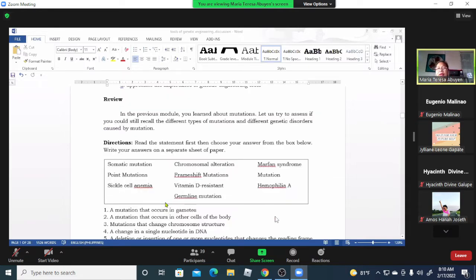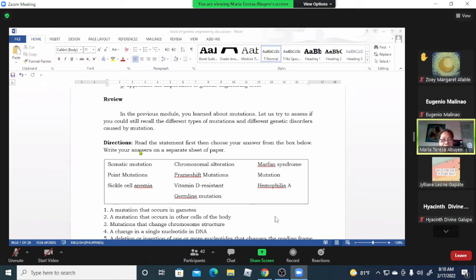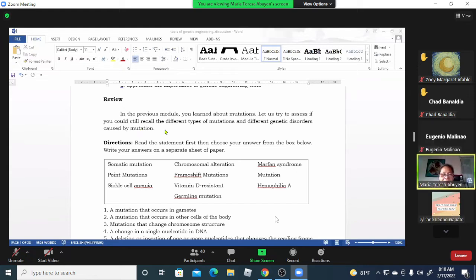Okay, if you still remember the last discussion that we had in quarter 2, I think the last topic was on mutation. So in the first place, what is mutation? Do you still remember the definition of mutation, or how will you simply define mutation? Anybody from the class? Any volunteer? Can I ask somebody from Mango class? Yes, Margaret.